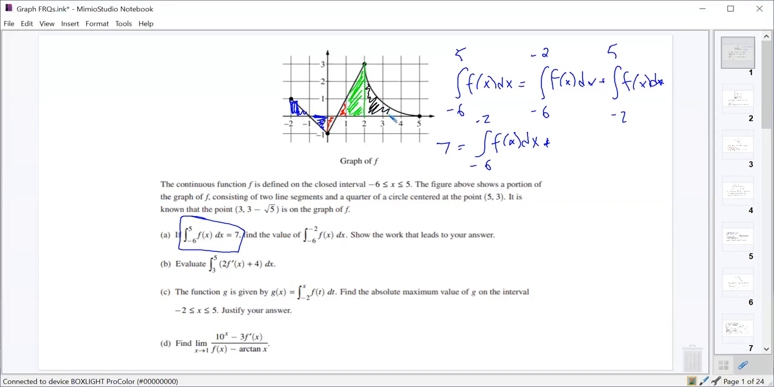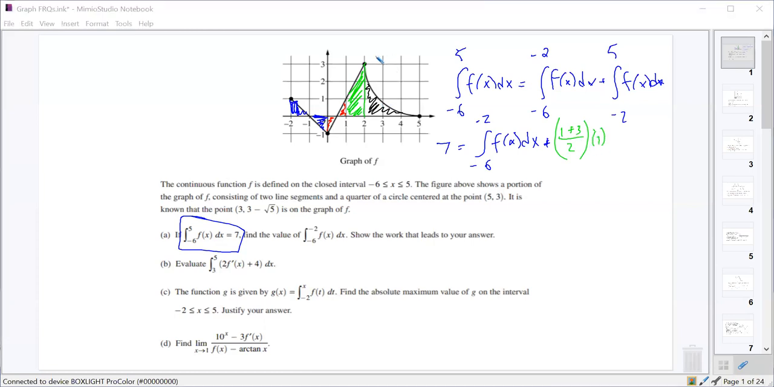And this area we also need to find. So the green piece is the trapezoid. Base 1 is 1. Base 2 is 3. Divided by 2. Find the average of the bases, multiply by the height of 1. And what do you get for that? Well, we'll do that in a second.